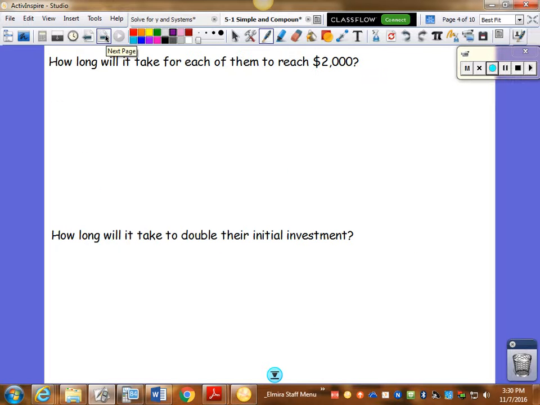Some of your homework problems are going to ask you to figure out how long it takes them to get to a certain amount of money. So if my formula is P of t equals 400 plus 28t, and this is $2,000, that's not a unit of time. I'm not subbing that in for t. I'm subbing that in for P of t, and then I'm going to solve. It's a basic two-step.